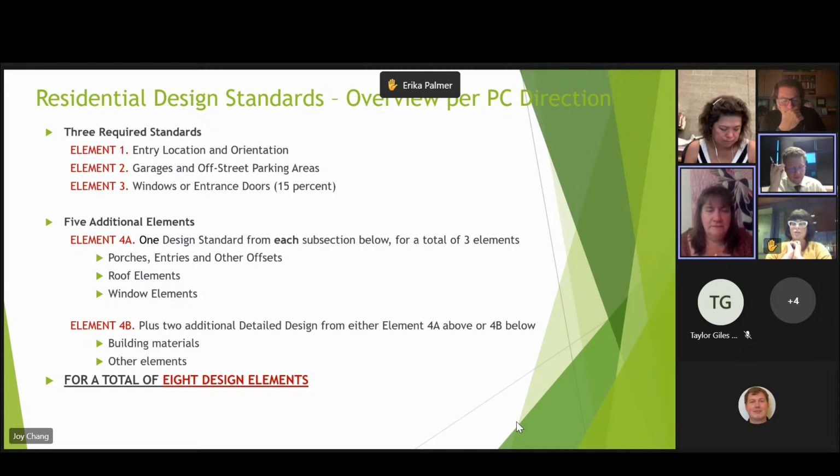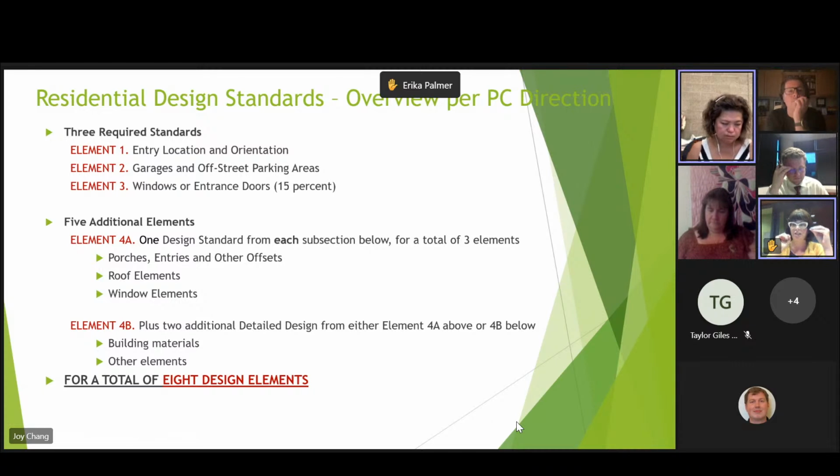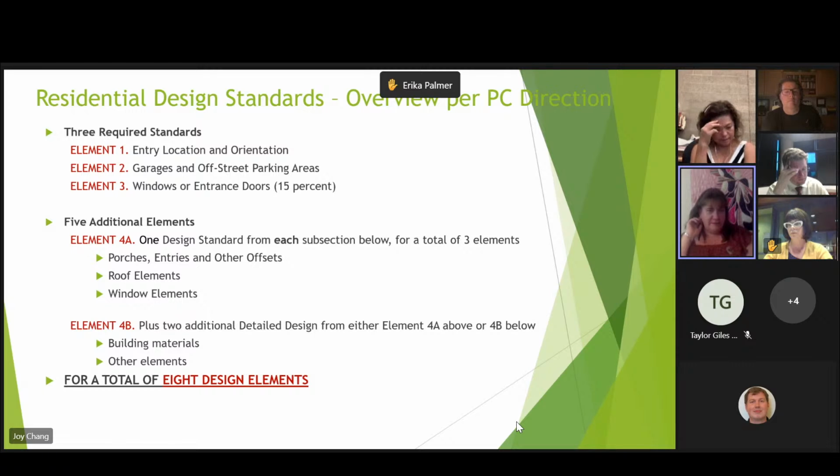Erica? So an option here would be, you could take element 1, entry locations and orientation, and all the standards under that element, and move it down to the element for A. So it's not required, but it's something that a developer could choose. Well, I think it's still okay to have it as a required element. I just don't think it needs to be as complicated as it is.